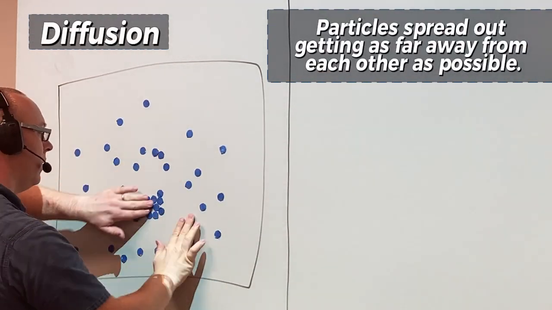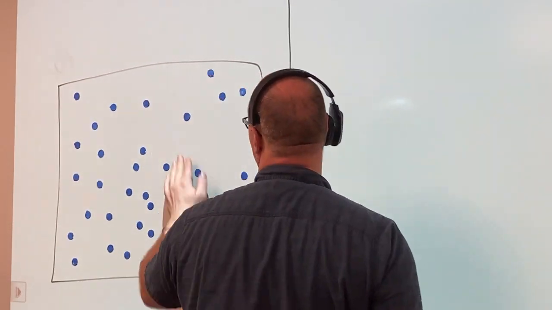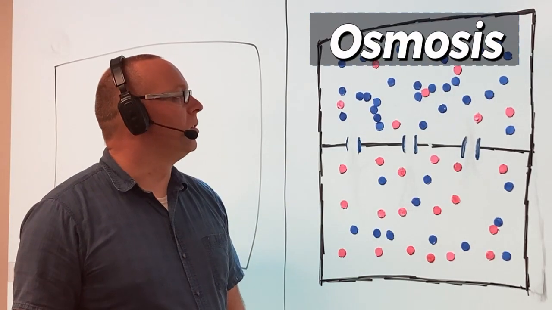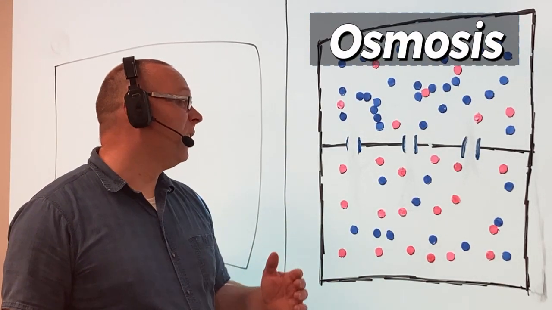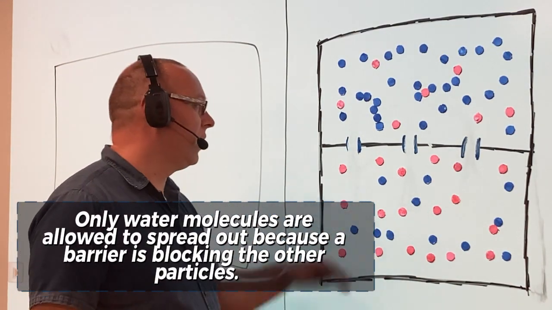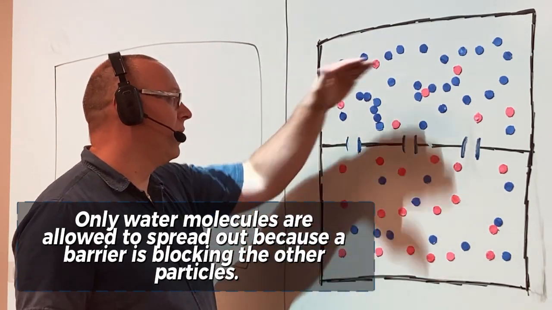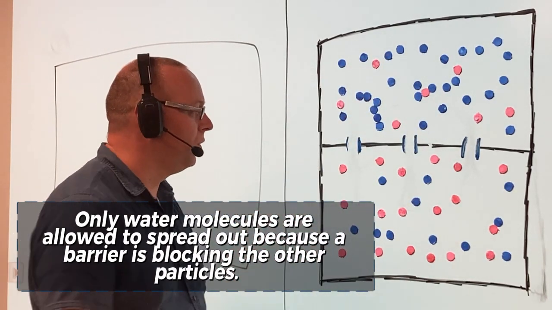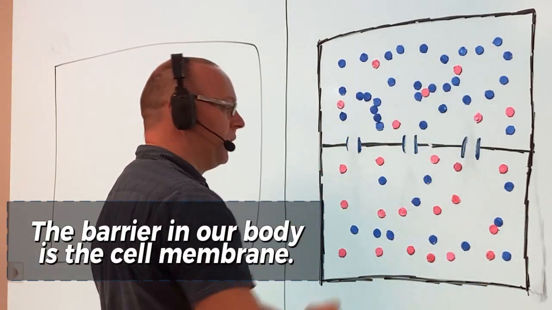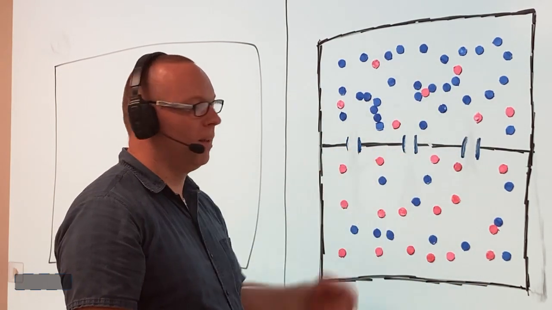So in diffusion, molecules spread out. They go from an area of high concentration to low concentration. Alright, so osmosis. In this situation, as you can see, there are a lot more red dots on the one side of this line than there are on the other side of this line. So if we were to do diffusion, this would just simply go from an area of high concentration to low concentration to cross this line.